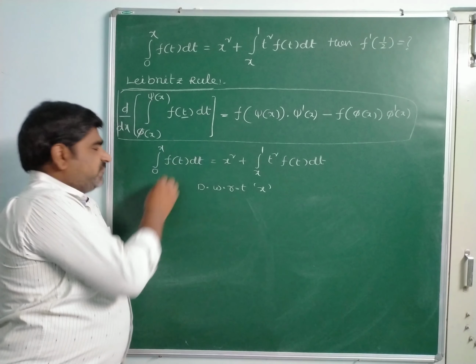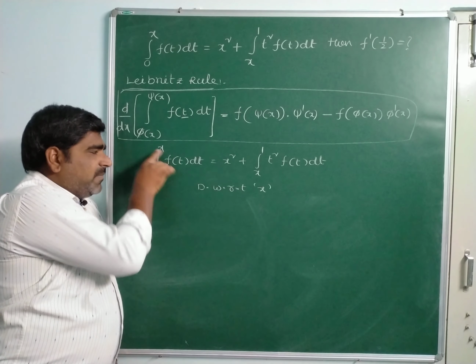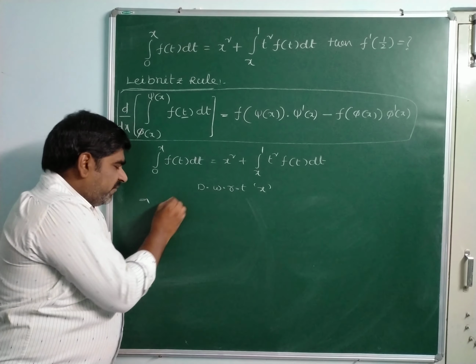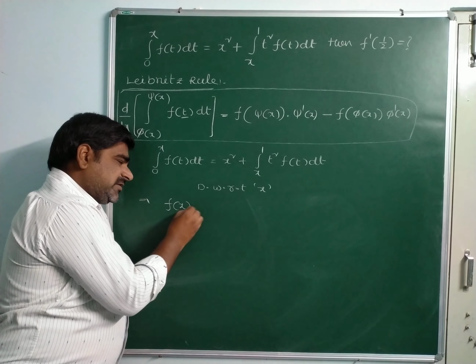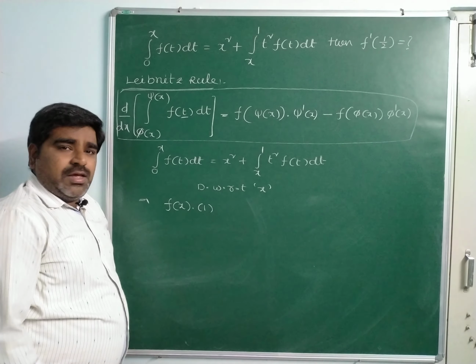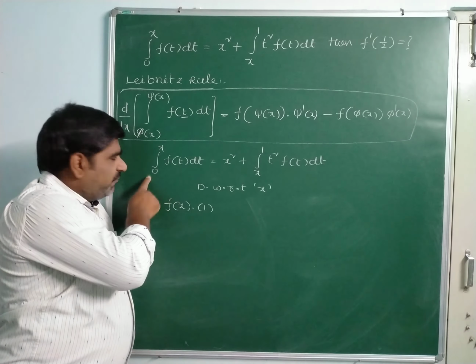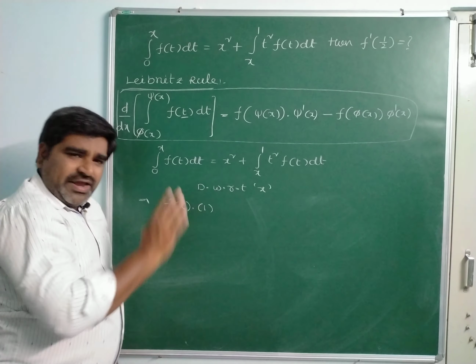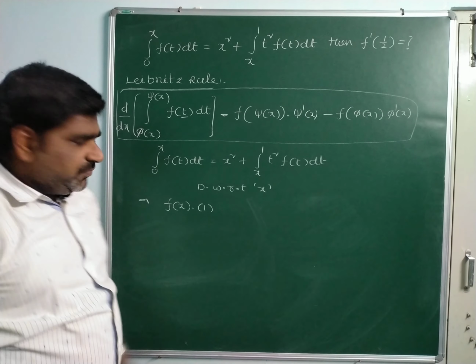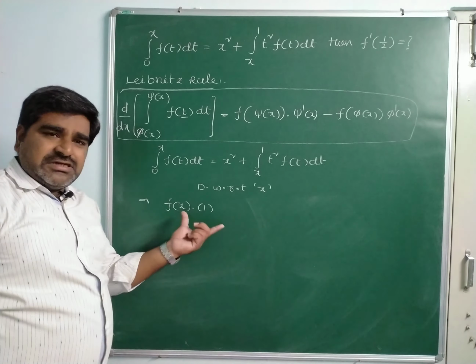So now according to this formula, first of all, we have to write the upper limit in the variable of integration, that is f of x, into what? The derivative of the upper limit. The upper limit is x, the derivative of the upper limit is 1. Minus, we have to apply the lower limit, of course f of 0, into the derivative of the lower limit. The lower limit is 0, a constant, so the derivative of 0 is again 0. So this term becomes 0. So we get f of x into 1, and the derivative of this function is completed.